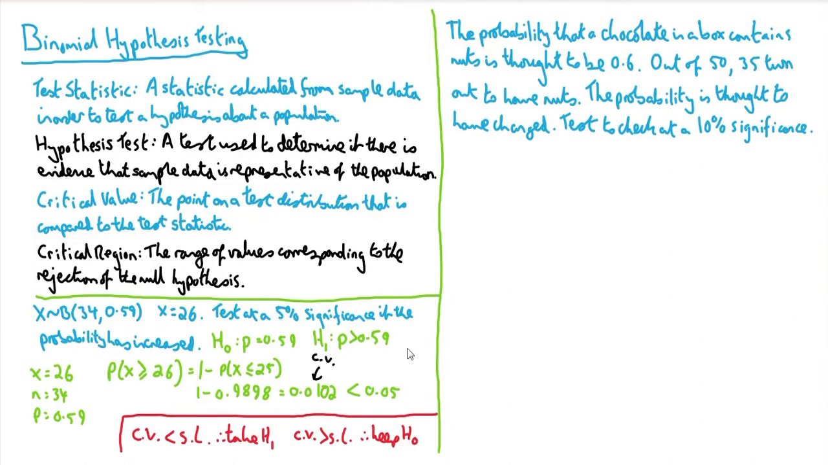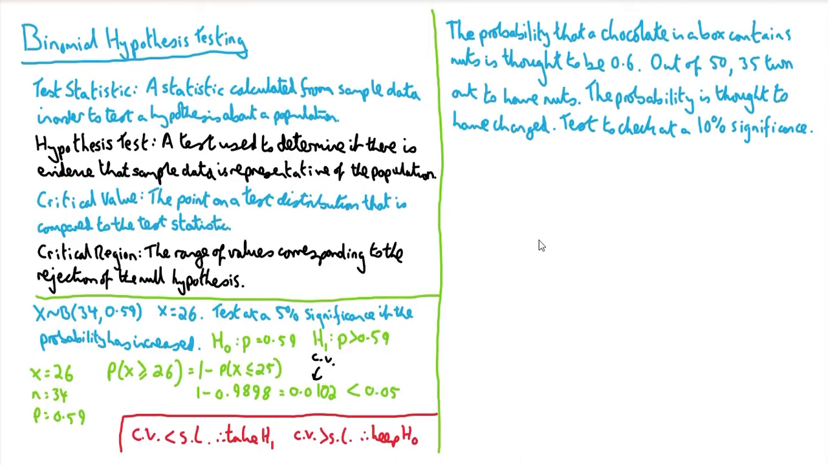If we were then just to try to apply these principles on another question, we could have something that's a bit wordier rather than just giving you the strict mathematical notation there. So the probability that a chocolate in a box contains nuts is thought to be 0.6. Out of 50, 35 turn out to have nuts. The probability is thought to have changed. Test to check at a 10% significance level.